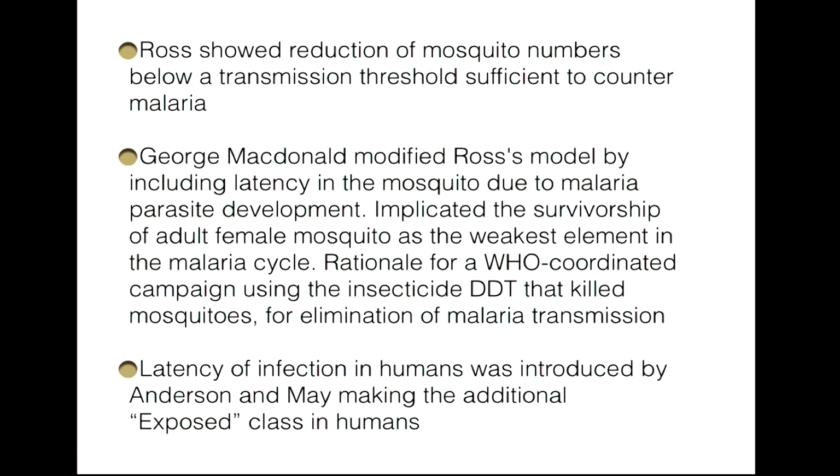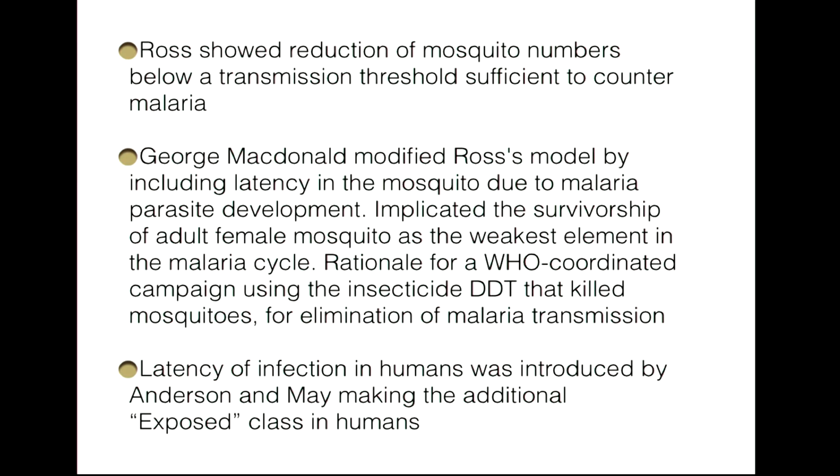And what Macdonald did, so these models are called Ross-Macdonald models, to give credit to the people, first to Ross and then to Macdonald later, who modified it in significant ways. He put in latency in the mosquito due to malaria parasite development and said that the survivorship of the adult female mosquito is typically the weakest element in the cycle that I described to you earlier. So if you could kill the adult female mosquito, that would be sufficient to reduce its numbers, and thereby vindicate Ross's idea that if you just manage to reduce the number of mosquitoes below a certain threshold, then you could terminate the cycle. That was why the WHO invested a lot of money in using DDT as an insecticide to kill mosquitoes in order to eliminate malaria transmission.